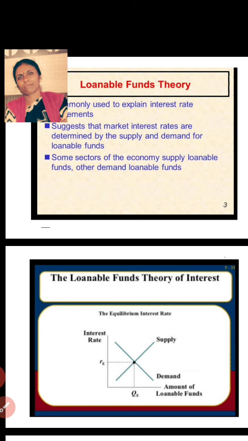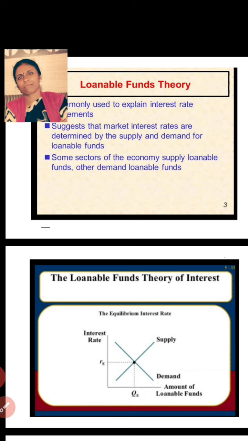What this theory states, according to the loanable funds theory of interest, is that the demand for and supply of loanable funds determines the rate of interest. So, what is the difference between the classical theory of interest and the loanable funds theory of interest, and why was this theory developed?